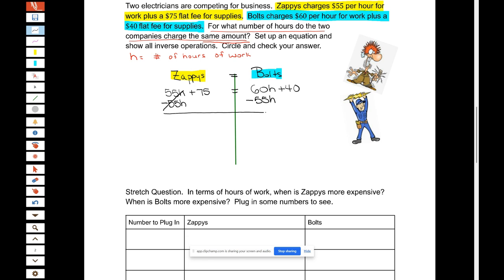That cancels out. I have 75 equals 5H plus 40. I'm going to subtract 40 on each side, and I get 35 equals 5H. Dividing by 5 on each side tells me that they charge the same amount for 7 hours of work.